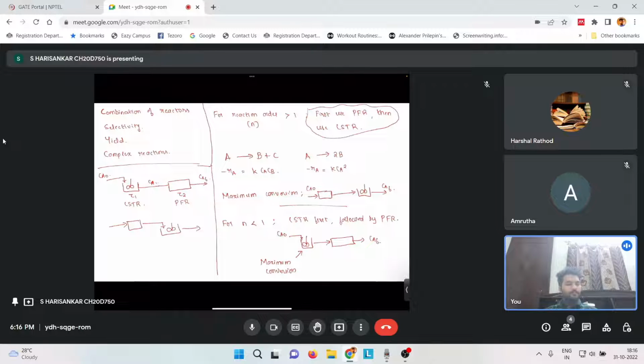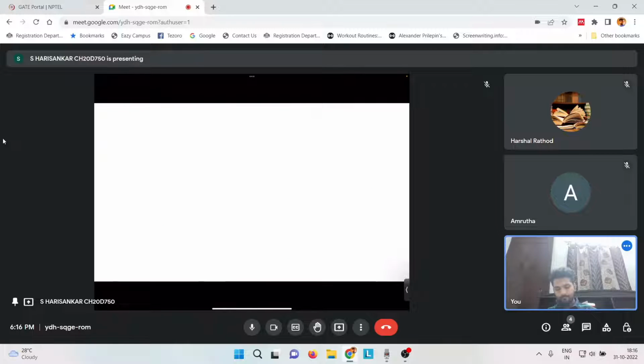Now the third case is the obvious one, order 1, n is equal to 1. In this case, the order doesn't matter. You can use CSTR first or PFR first, and no matter what order you choose, the conversion will remain the same.